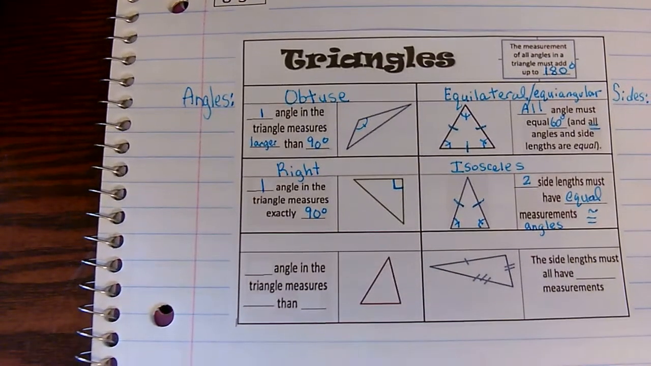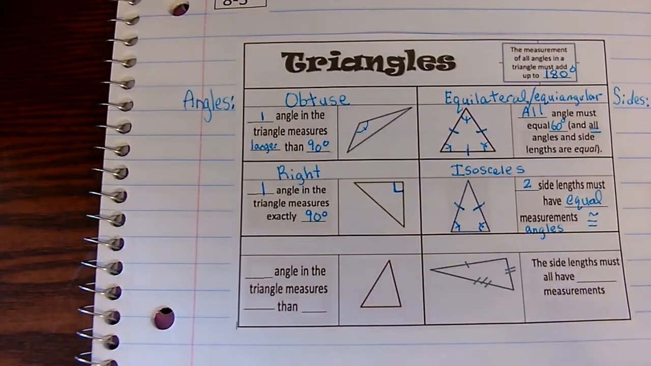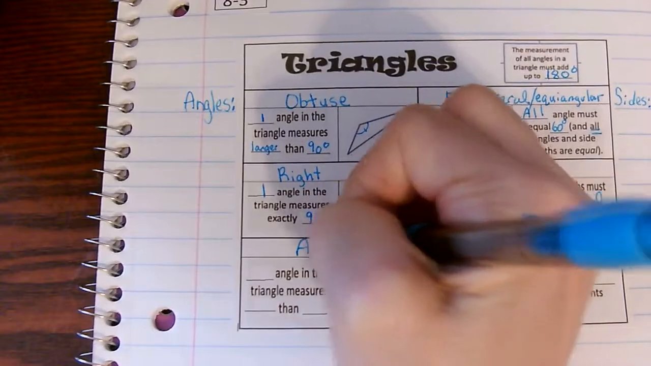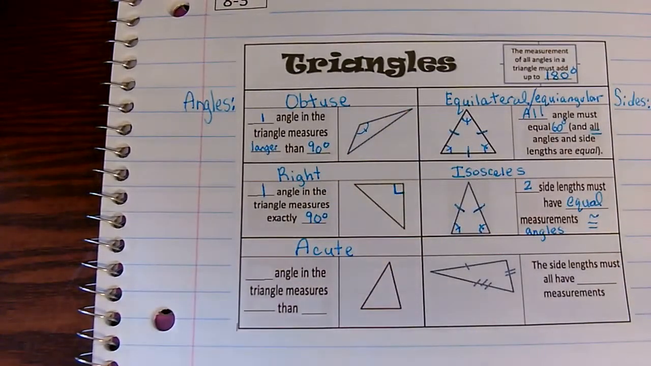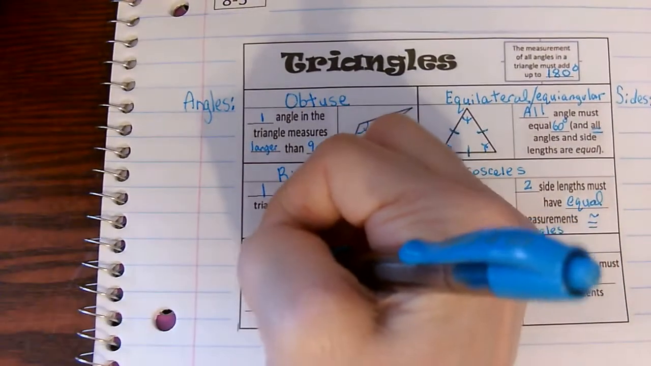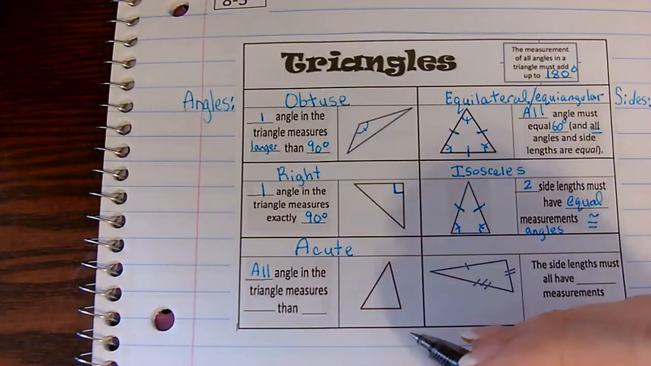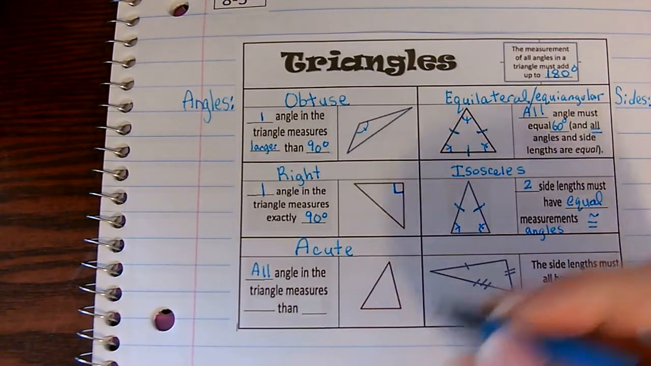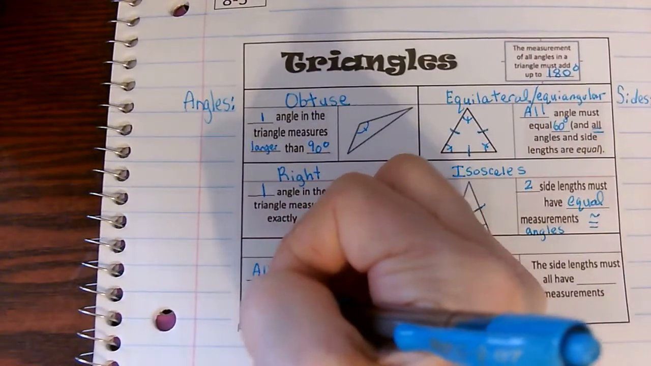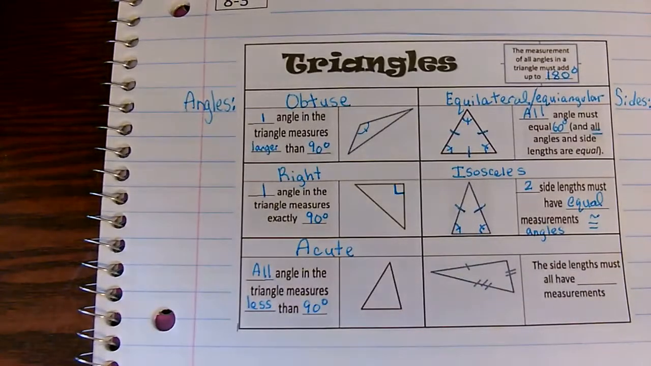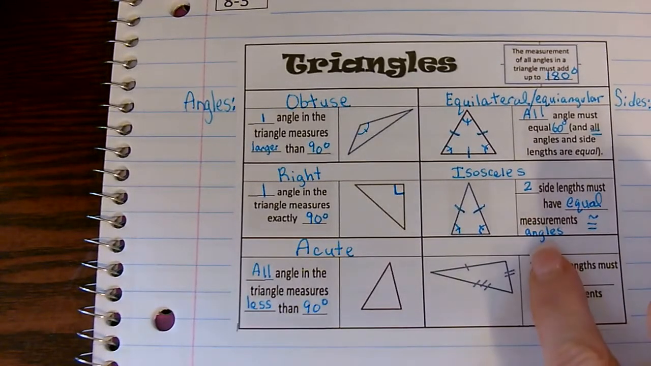Okay, let's move on to this one right here. Now this is known as an acute triangle. All angles in the triangle measure less than 90 degrees. Okay? And over to this one.